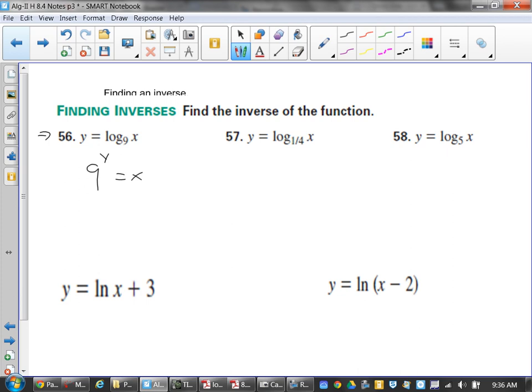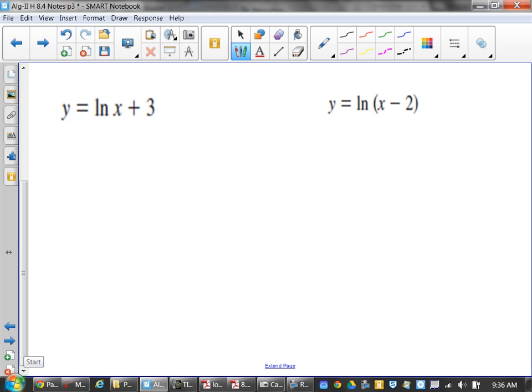The natural logs are where they get weird. When you're working with natural log, the inverse of a natural log is e to the x. Those are the inverses of one another. E and natural log are inverses. So when we set something up like this, we still flip-flop the x and y. And now we're going to get y by itself.